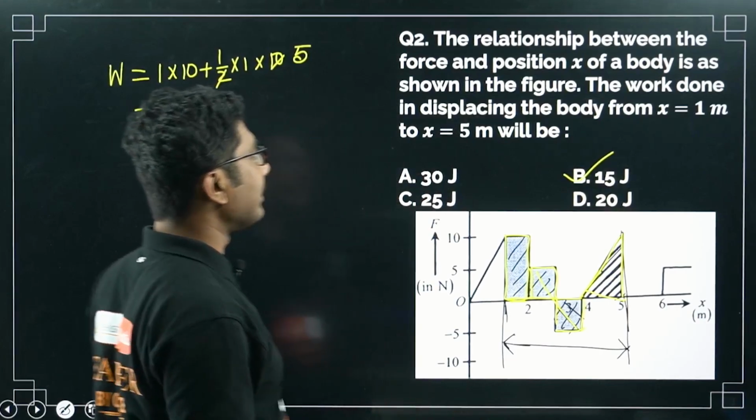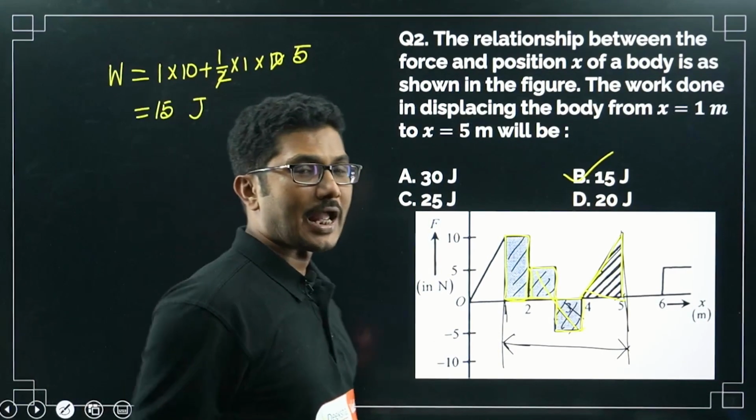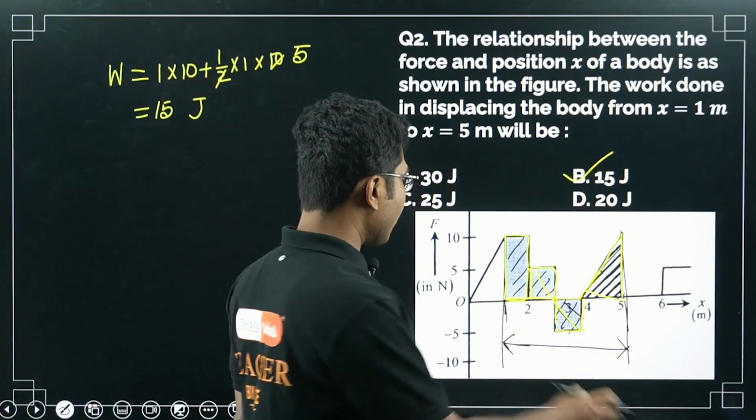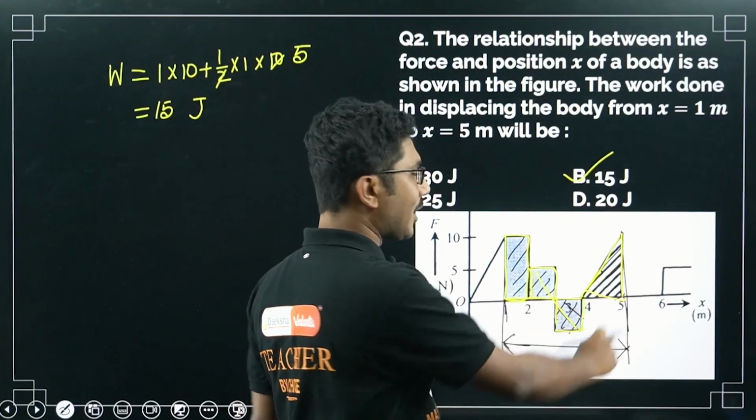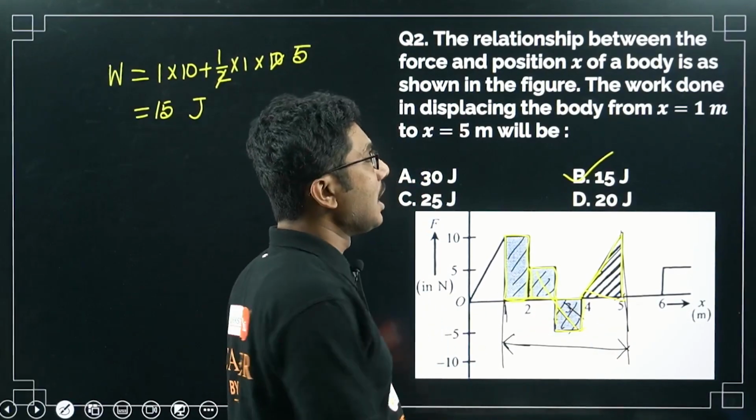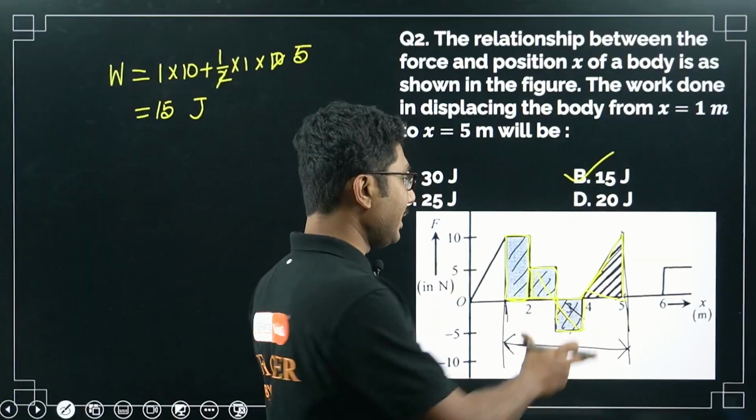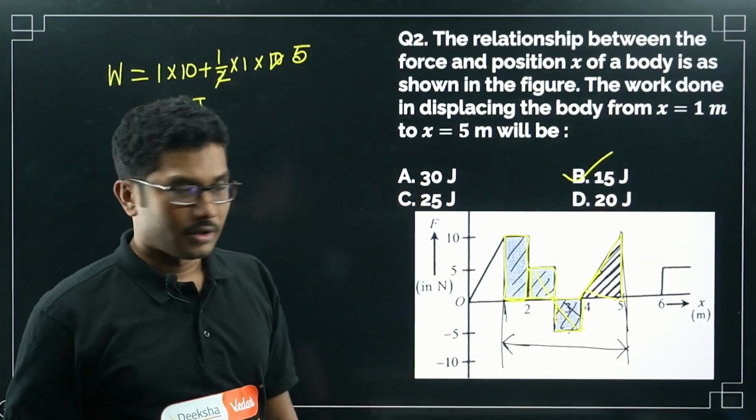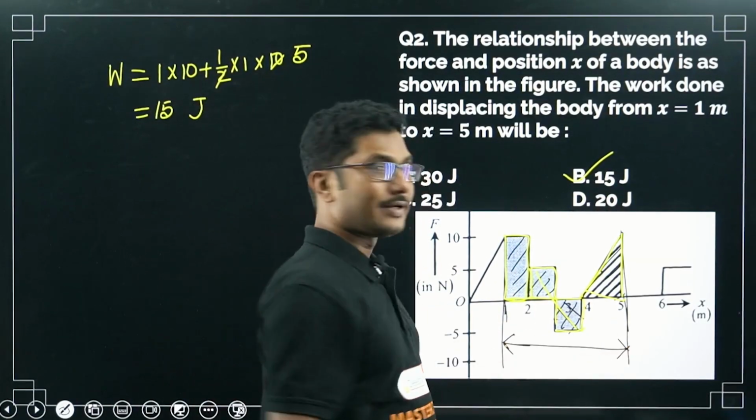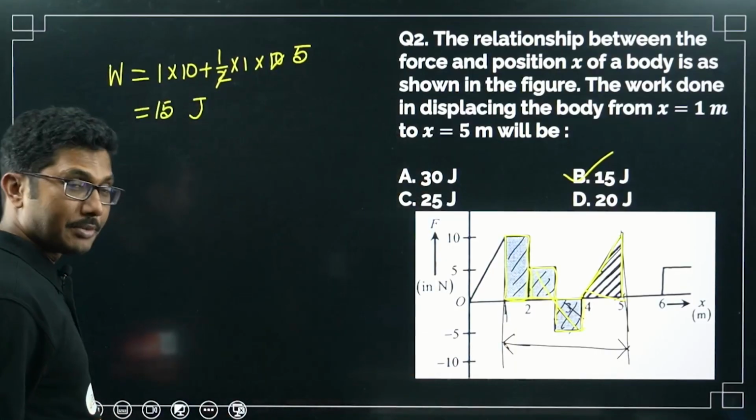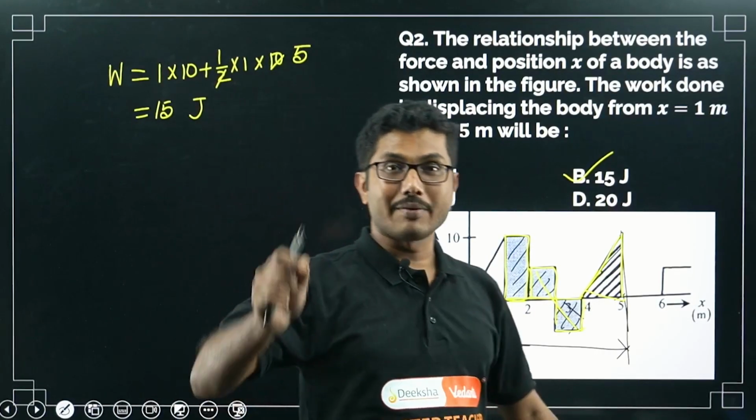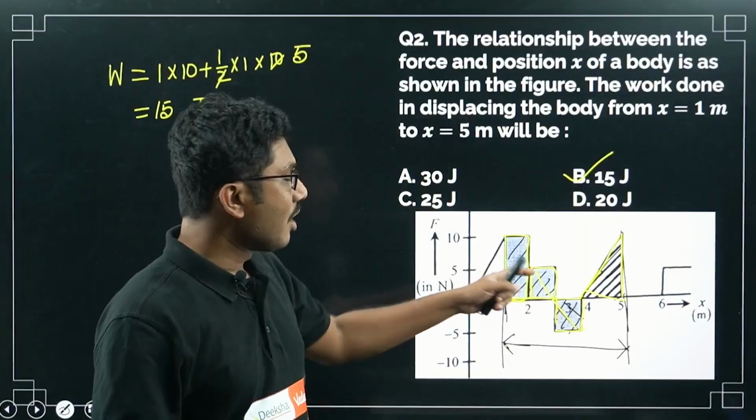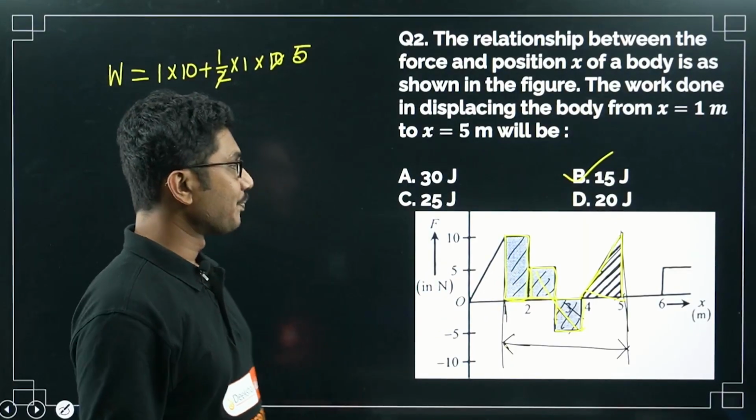If they ask you to find the power and they give you some time, say this happens from 1 second to 5 seconds, calculate the power in this case. So power delivered in this case will be 15 divided by 4, right? So 4 seconds is the time taken and the work done during that time is 15 joules. So they might ask you to calculate the power as well. So you can calculate power from this graph as well.